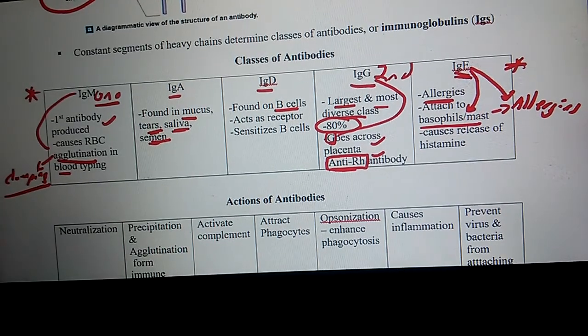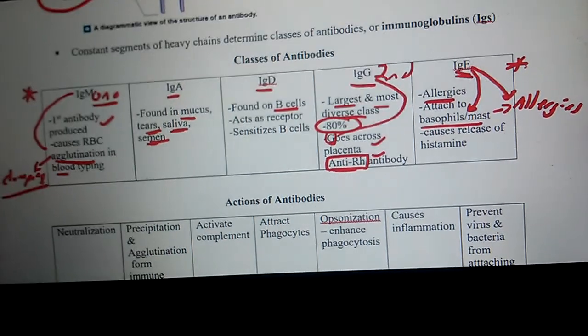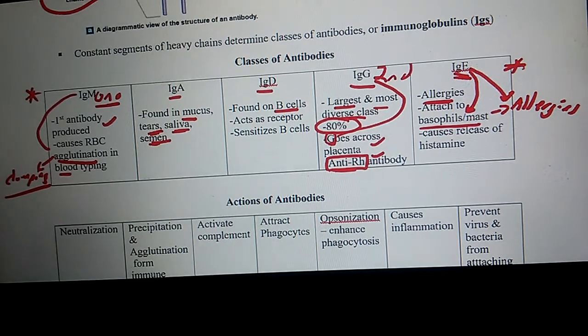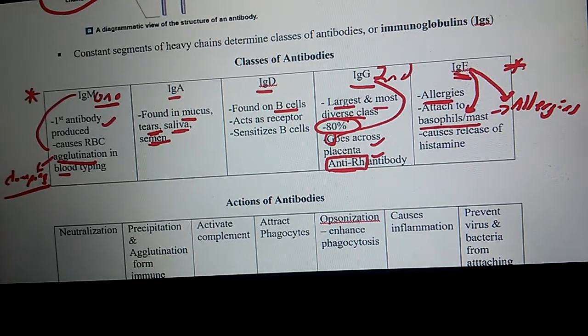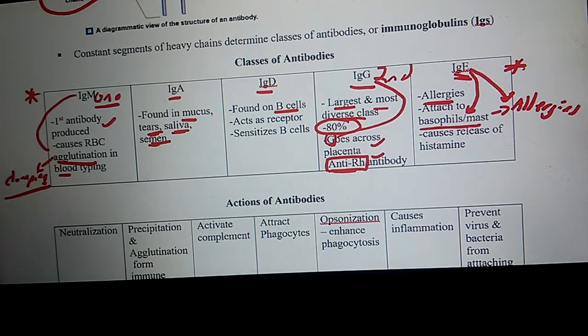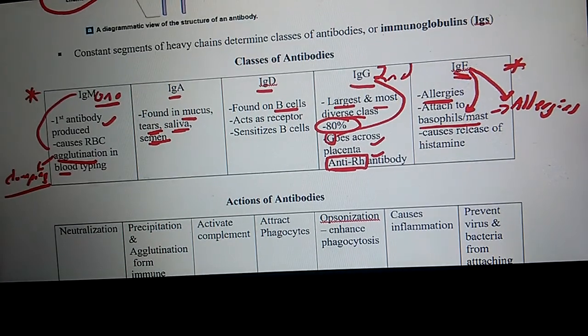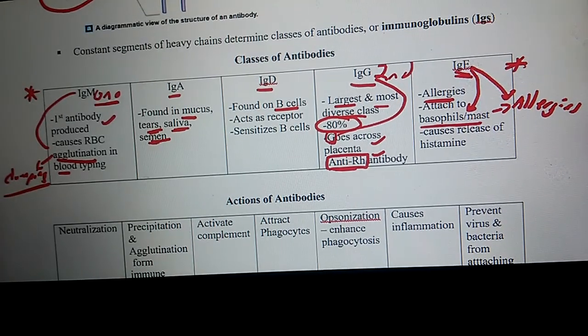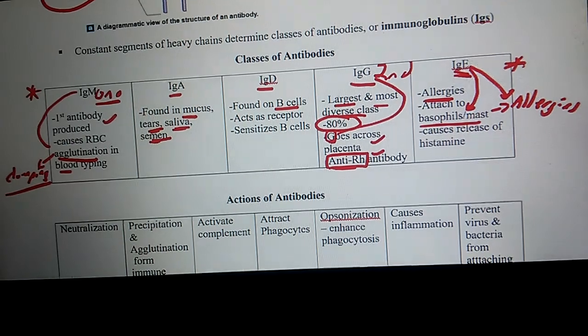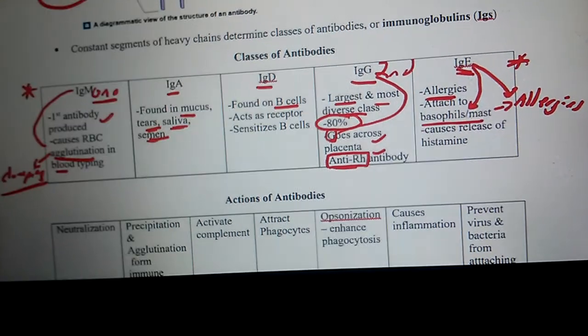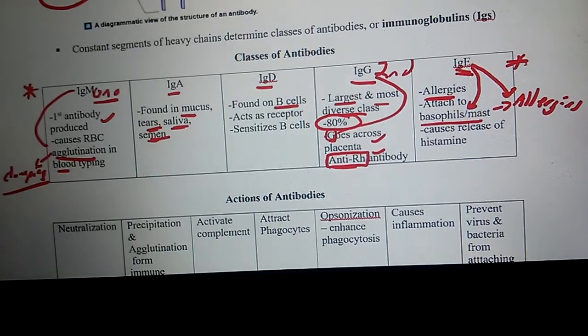cells? IgD. Which one's associated with allergies? IgE. Which one is the most abundant? IgG. Which one goes to the placenta? IgG. Which one causes agglutination of blood in blood typing? IgM. Which one is going to cause allergies? IgE. Which one's associated with basophils and mast cells? IgE.